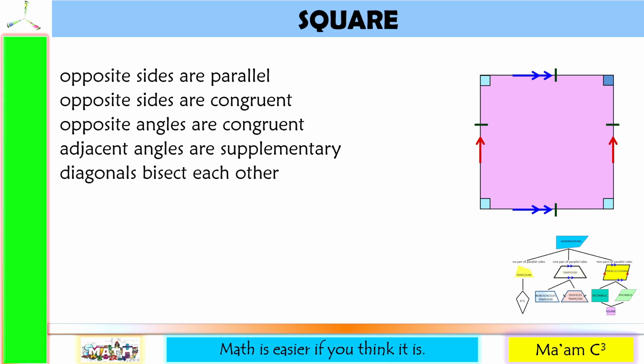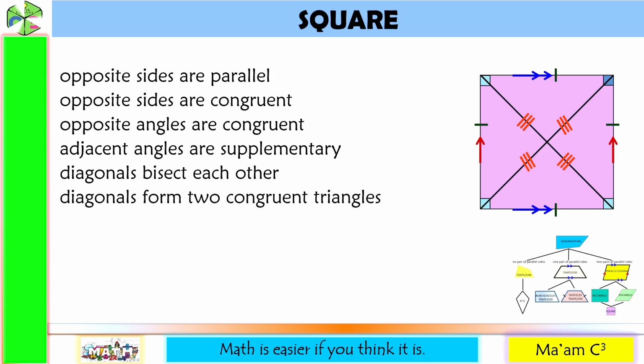Next one, diagonals bisect each other. Let us create diagonals and they bisect each other. And the last, diagonals form two congruent triangles. So if I'm going to consider this diagonal, then this triangle below is congruent with this triangle on top. And if I'm going to consider this diagonal, then this one is congruent with this one.